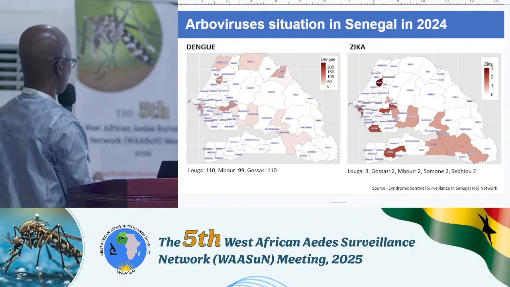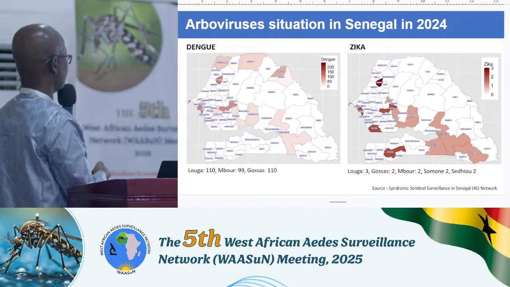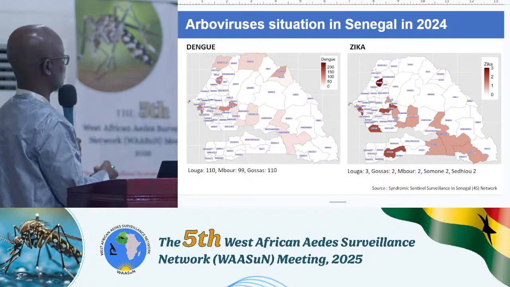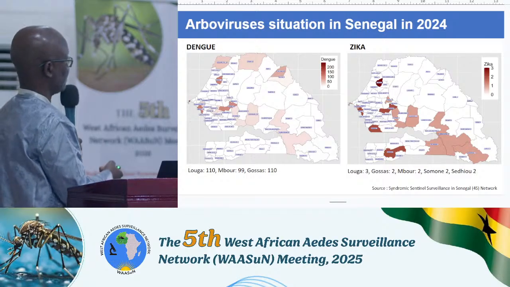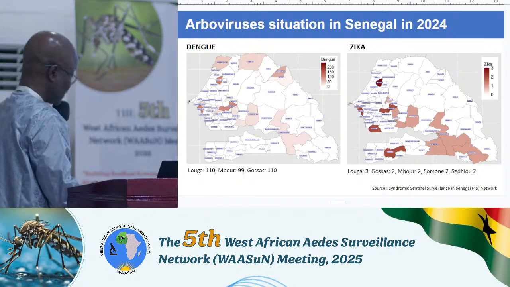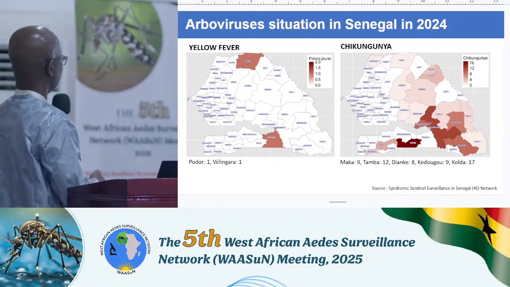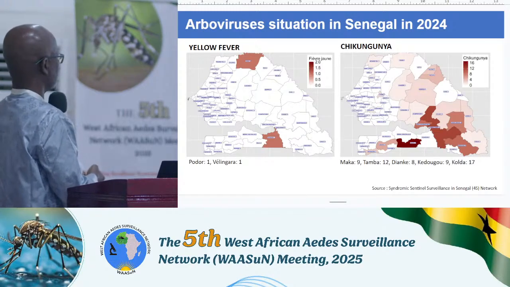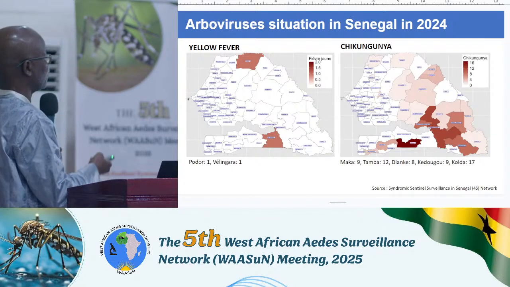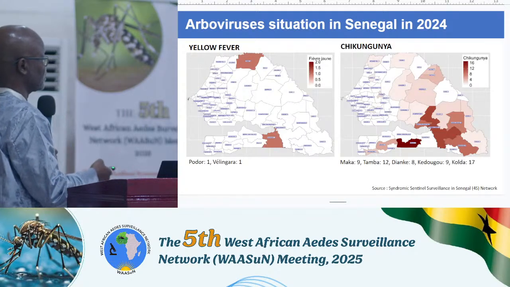You can see here that we have many cases in Louga, in the central part of Senegal, as well as in the western part. And for Zika, even if the number of cases is lower compared to dengue, we have some cases in the western part as for dengue. And for the two other viruses, yellow fever and chikungunya, we found two cases of yellow fever, one in Podor in the northern part and one in the southern part in Velingara. And for chikungunya, all the cases were focused in the southern part near Kedougou and Tambacounda.